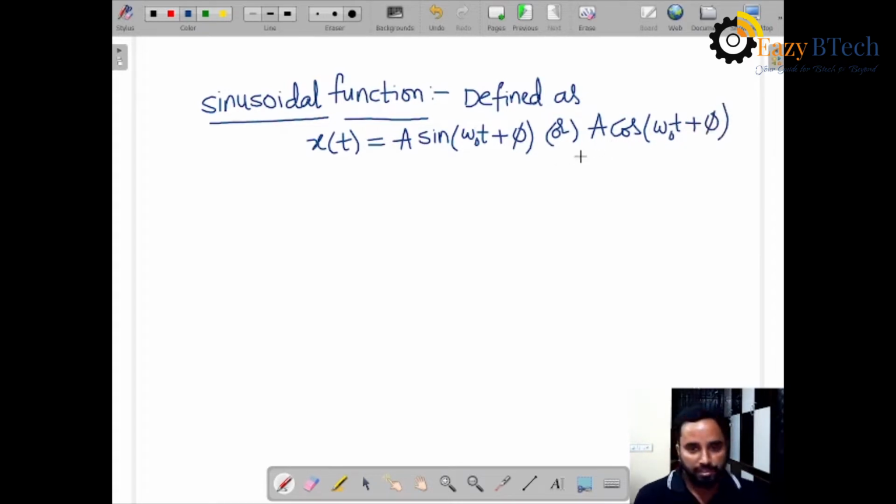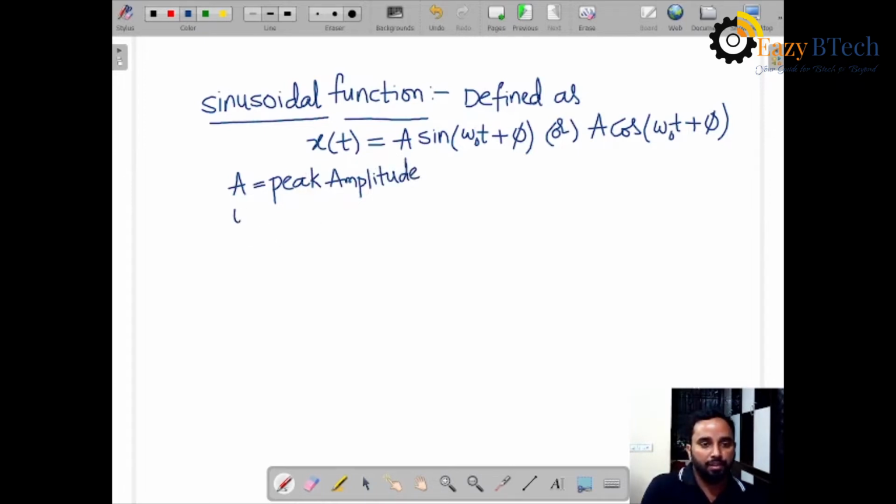Sine or cos functions, they are called sinusoidal functions. Sinusoidal means not only a sine function, we can also take cos function. So sine or cos, they are sinusoidal functions. So here letter A, what does A indicate? Peak amplitude. A is peak amplitude.